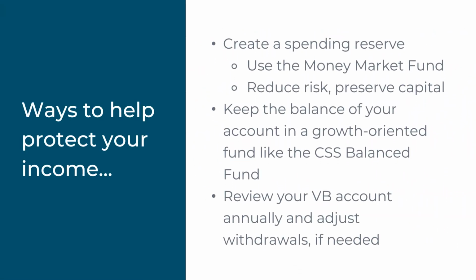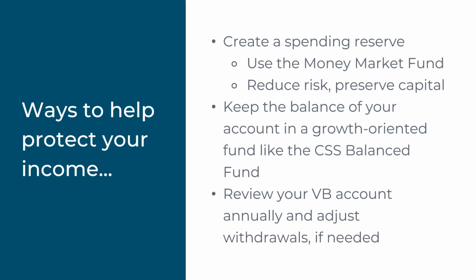If you choose the variable benefit as your retirement income option, there are ways to help protect your income in retirement. One of those is by using your CSS money market fund to maintain a spending reserve. When using this strategy, you would withdraw your VB payment from the money market fund. Then at least annually, you would review the amount withdrawn from the money market fund and replenish it. If your balanced fund is down, you may choose to wait to replenish the money market fund until the markets recover. This is a strategy that CSS recommends to help you reduce risk and preserve capital.